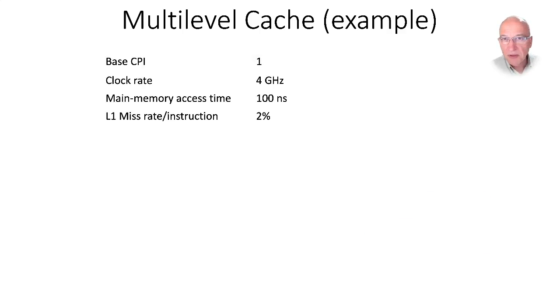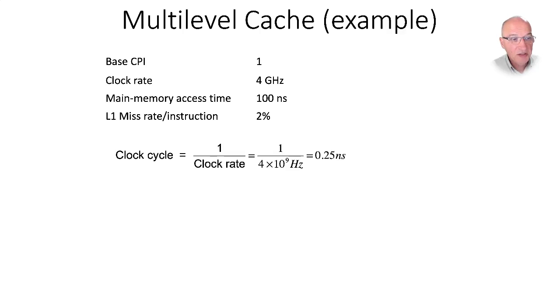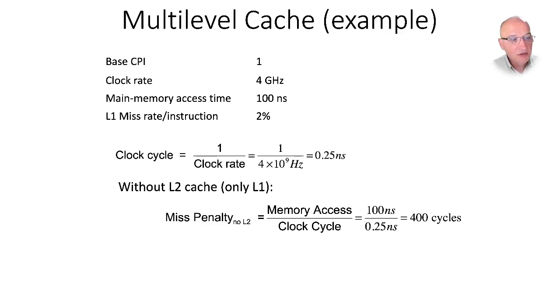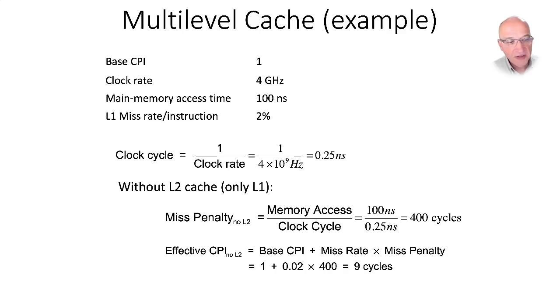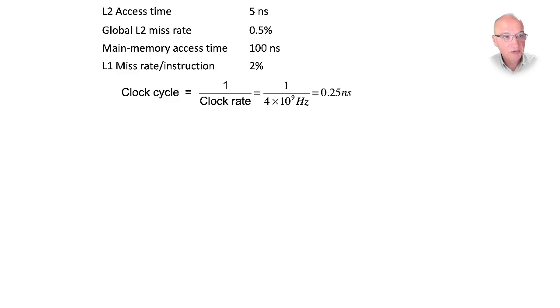I can solve the same problem here. So the base CPI is 1, the clock rate is 4 gigahertz, the main memory access time is 100 nanoseconds, and the L1 miss rate is 2%. I can simply compute the clock cycle as I did before, and without the L2 cache, only with L1, the miss penalty will be the memory access time divided by the clock cycle, so it's 400 cycles. And the effective CPI with no L2 will be 9 cycles. So I'm just showing how I can solve the very same problem using only the mathematical relations without doing the drawing that I did in the previous slide.